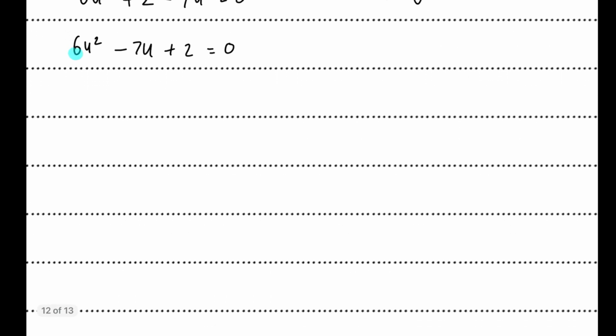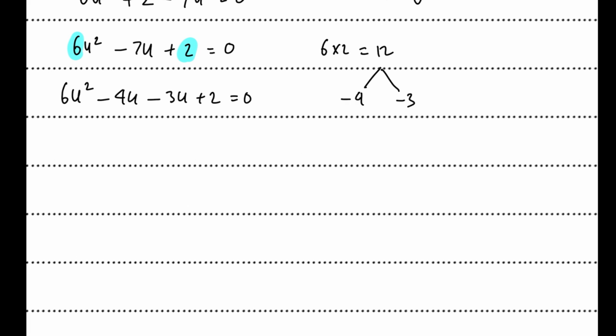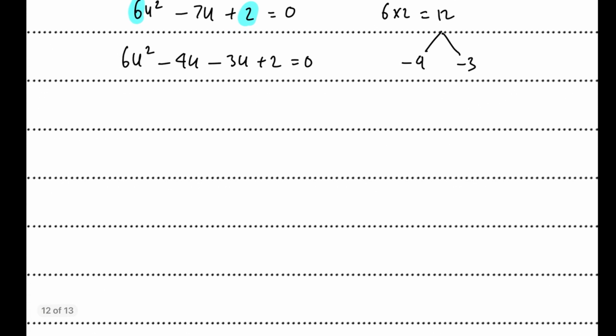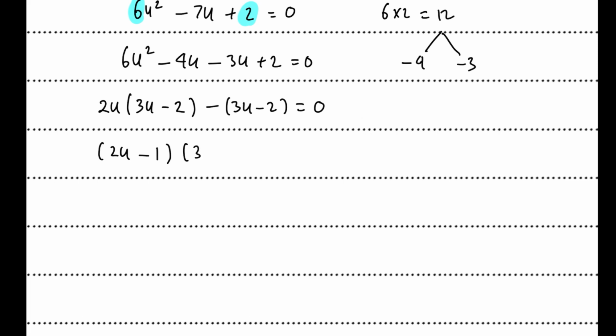From here, we have a is 6, c is 2, so we multiply to get 12. To get minus 7, you have to factorize it into minus 4 and minus 3. So we have 6u squared minus 4u minus 3u plus 2 equals 0. We take out the 2u in the bracket, 3u minus 2, and we take out the negative, becomes 3u minus 2 equals 0. So we get (2u minus 1) times (3u minus 2) equals 0.